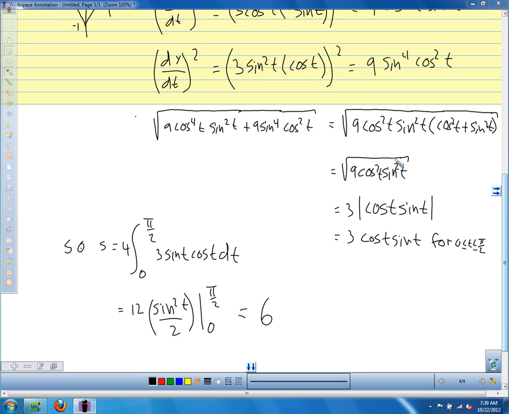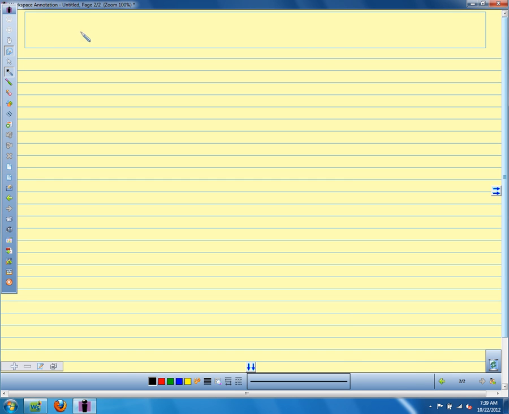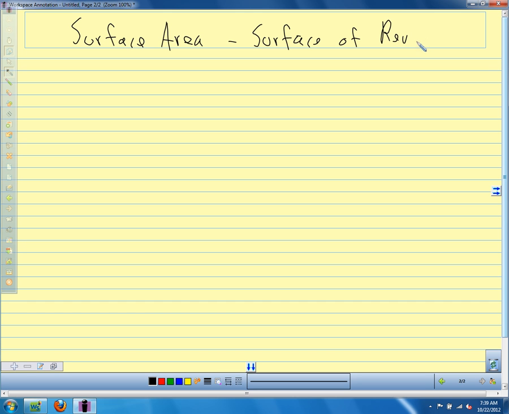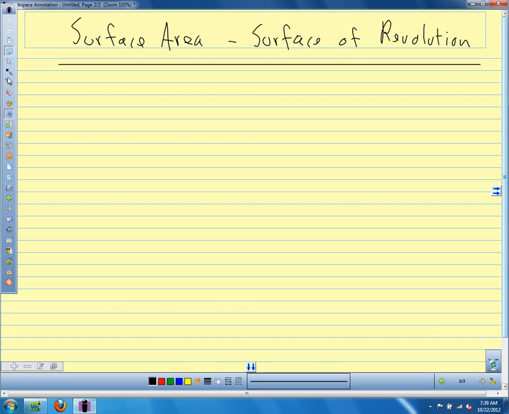All right. So surface area. Surface area of revolution when we have parametric equations, we're just going to extend our arc length formula just like we did previously with arc length. So surface area of revolution. So just make a quick sketch here.